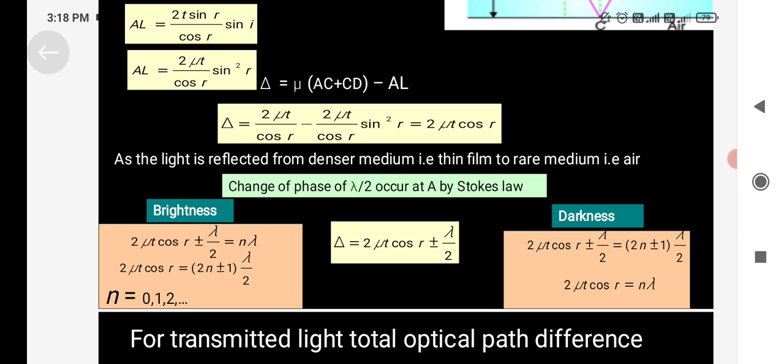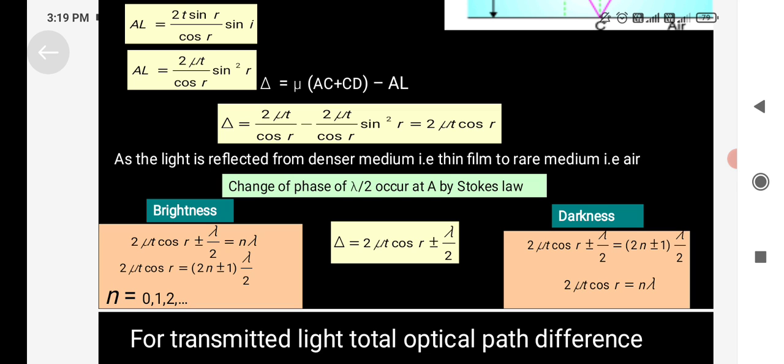Then take 2 mu t upon cos r common. So we'll get delta is equal to 2 mu t upon cos r in bracket 1 minus sin square r. Now 1 minus sin square r means cos square r. So we'll get delta is equal to 2 mu t upon cos r into cos square r. So cos r will get cancelled, and we'll get delta is equal to 2 mu t cos r.